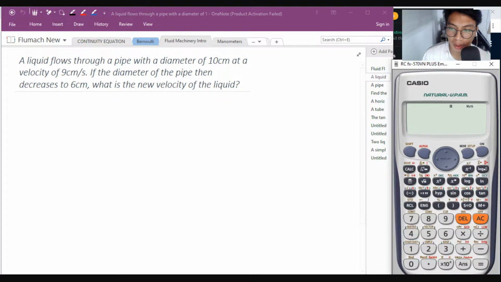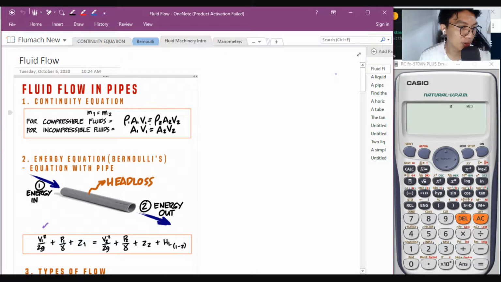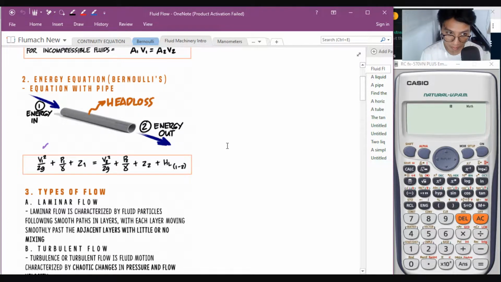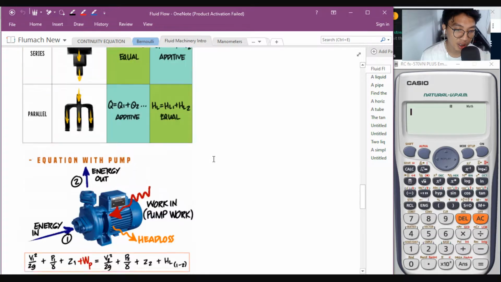Okay, so we are done with the discussion of fluid flow. Yan, ay turo ko na sa inyo ito. Yung fluid flow in pipes, yung continuity equation, kung paano natin sila gagamitin. And then later, part nito will be yung energy equation or the Bernoulli principle. Okay? Naituro ko na lahat sa inyo yan.